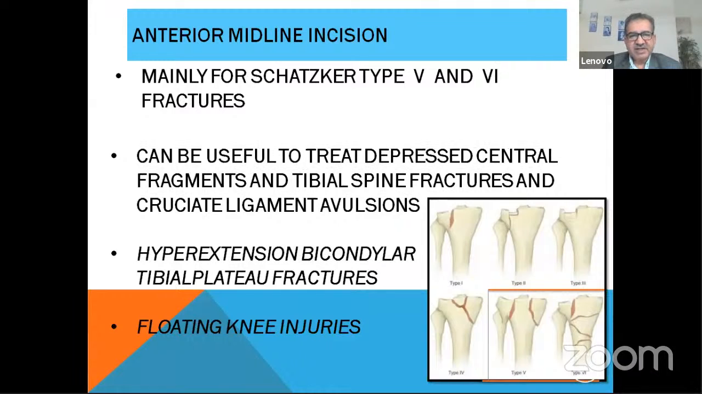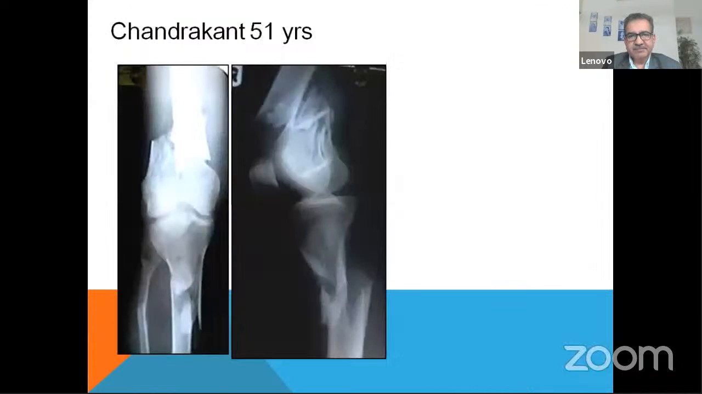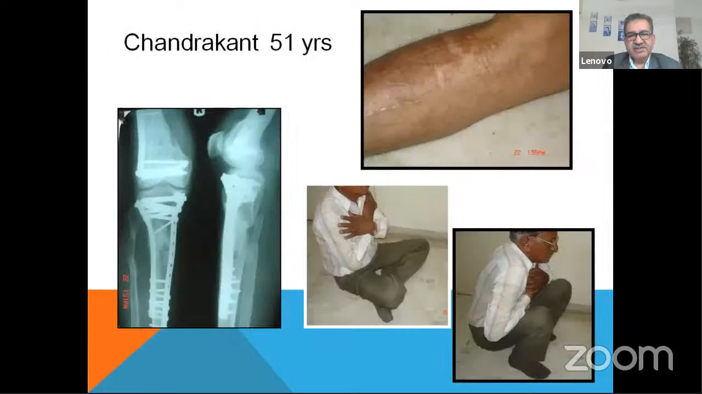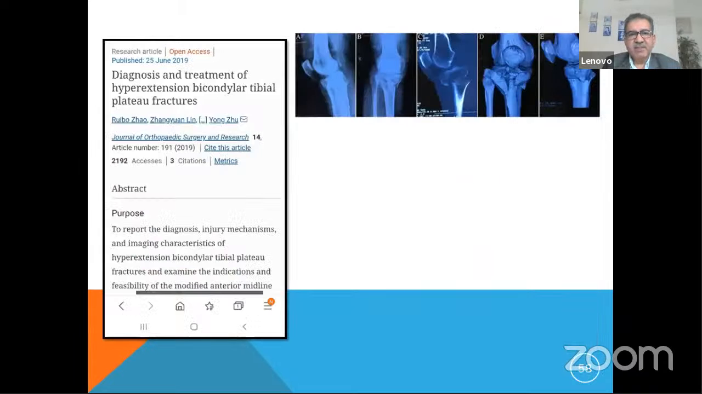Now we would be discussing hyperextension injuries and the floating knee injuries. So this is a floating knee injury, and this patient has to be operated urgently. So we started with the femur, and then the femur was operated in time, within, I think, 1 or 2 hours. It was complete. And then we just went there and extended the approach, and the anterior midline approach was taken. And you can see that things have healed well.